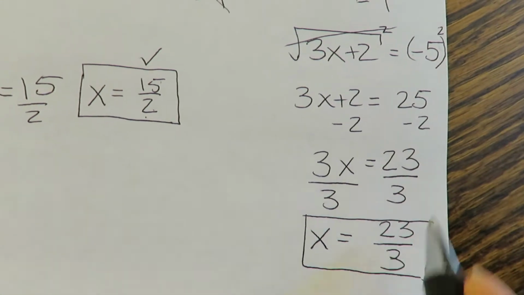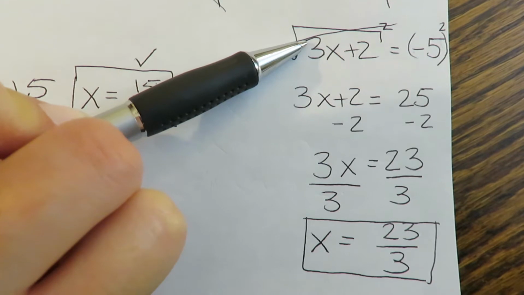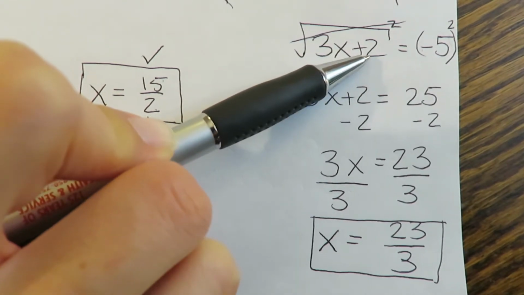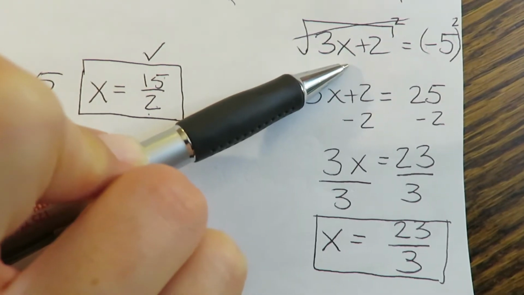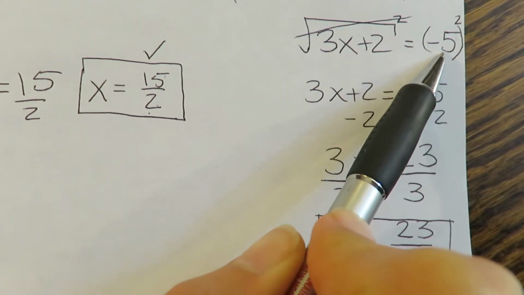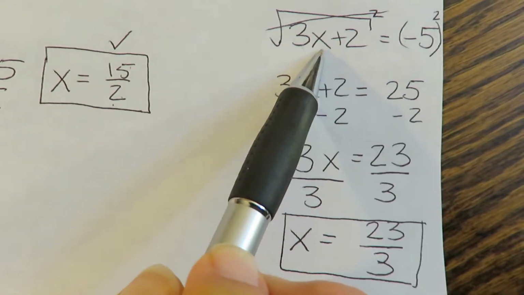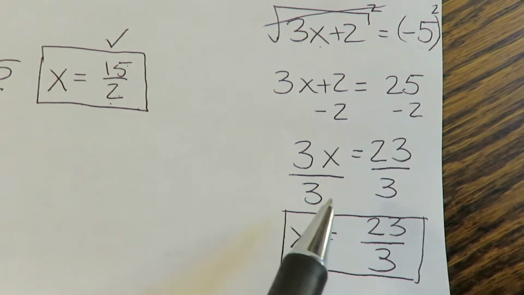And if I plug that back in quickly, I'll get that 23 divided by 3 times 3. Well, those 3's will cancel out. And I'll just get 23 plus 2, which is 25. Square root of 25 is just 5 or negative 5. So remember that when we take the square root of a number, it could be the positive version or the negative version. So that is our negative version answer.